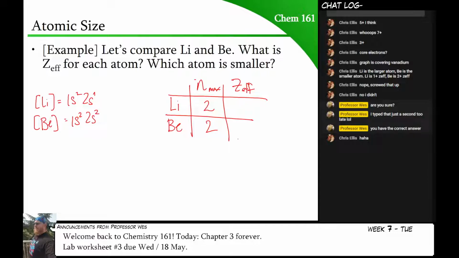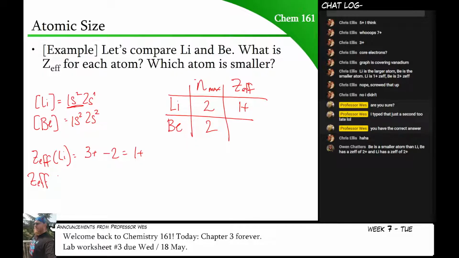Calculating Z effective might be a little more difficult without the electron configurations. But we know that for lithium, it's got 3 protons, and it's got 2 core electrons. So there we go. And then we can do Z effective for beryllium. Got 4 protons, still has 2 core electrons, so there you go. And then now you just have to look at your chart.